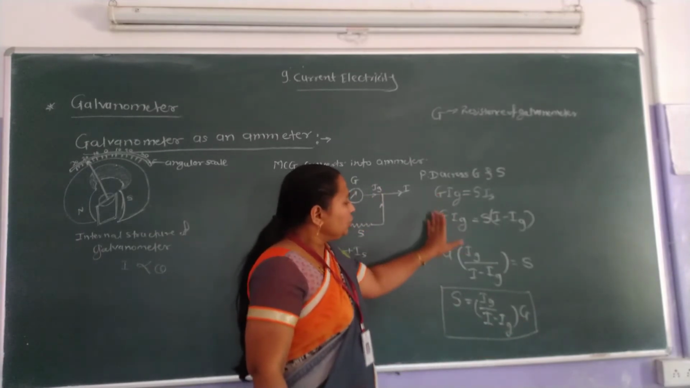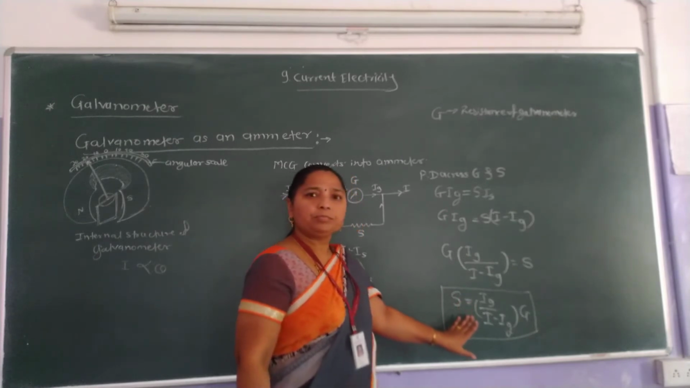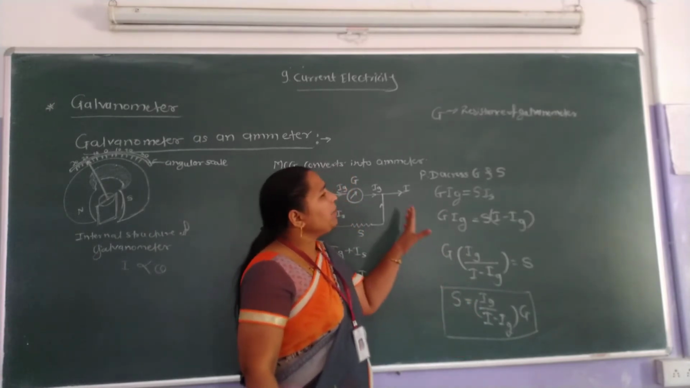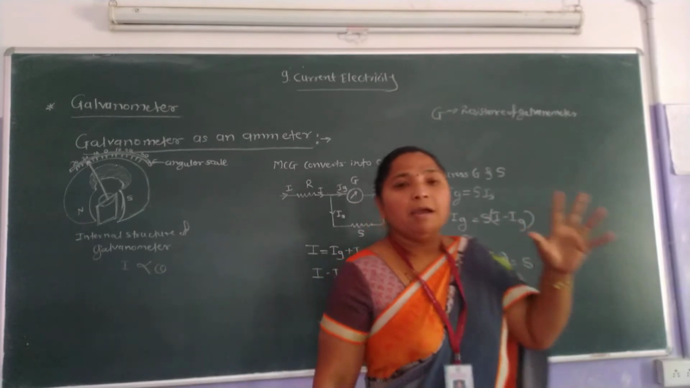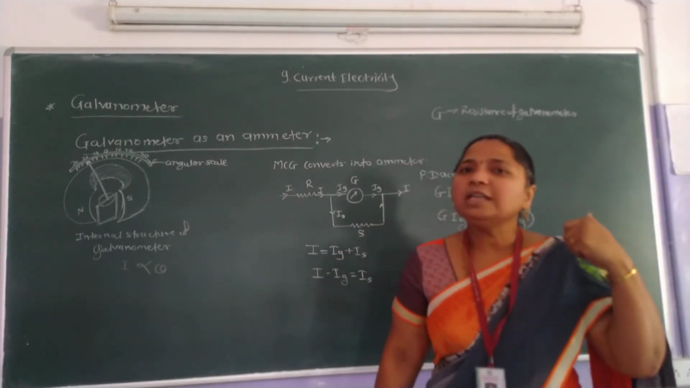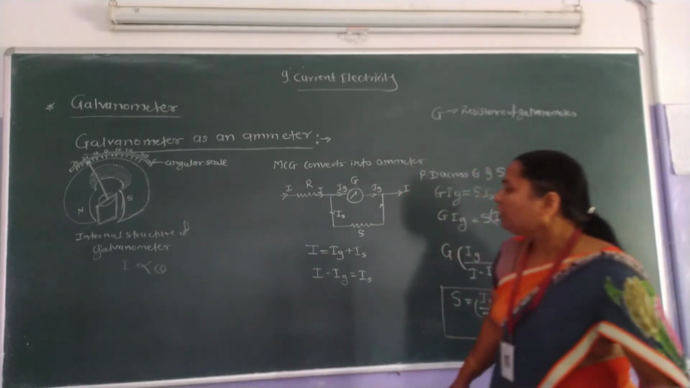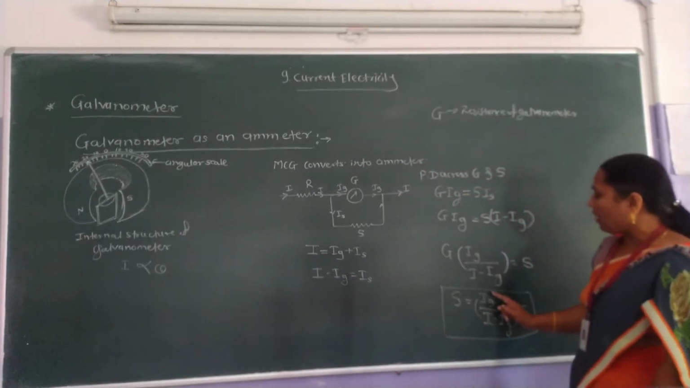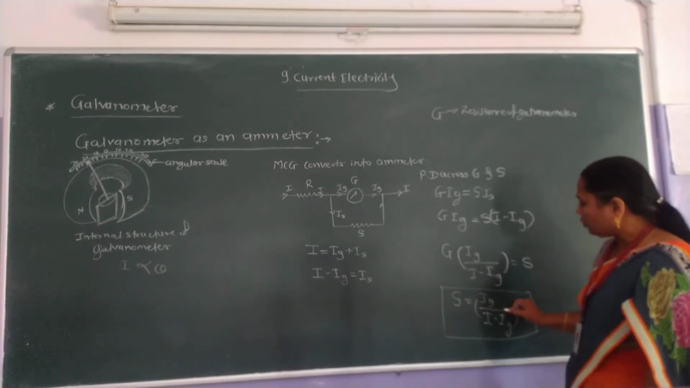Where the shunt resistance value, 1 milliampere current flows through that circuit. The shunt resistance value means its value is very small. Therefore, shunt value S is equal to Ig upon I minus Ig into G.